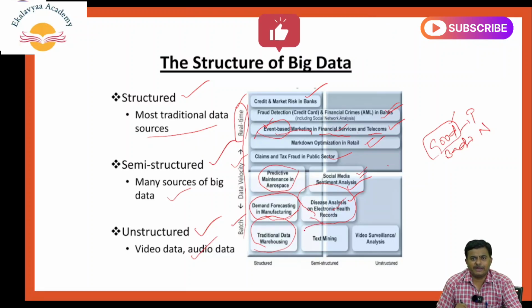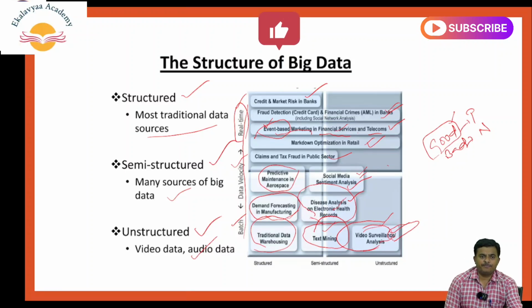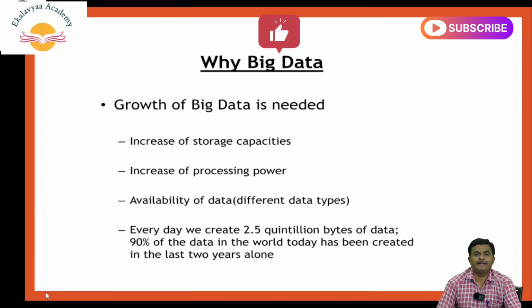And then text mining, it simply works on text data, like structured data or Word document files. And then video surveillance and analysis. So this is a major part which is termed under unstructured data, that is analyzing the video surveillance data and giving you some insights. That is, if it monitors a person's behavior, it continuously keeps you posted with the analysis. Okay, so these are some structures of big data.